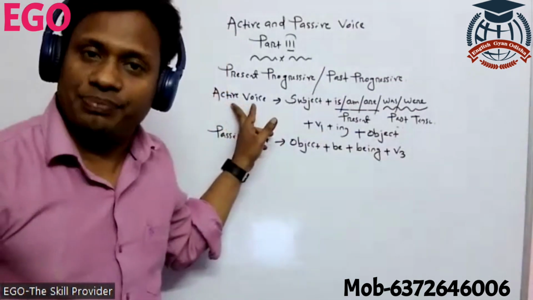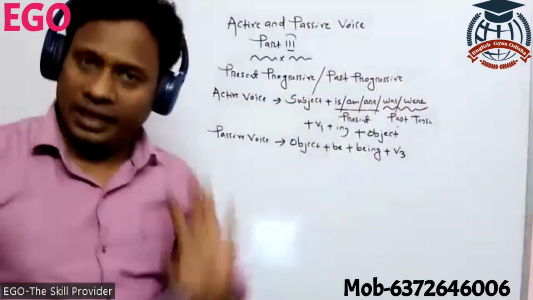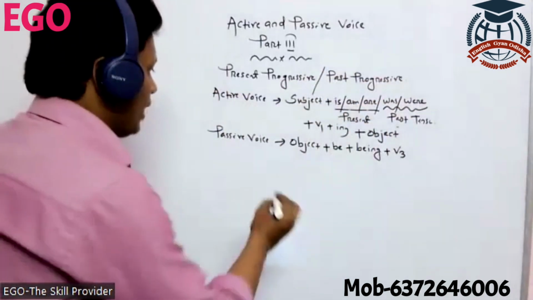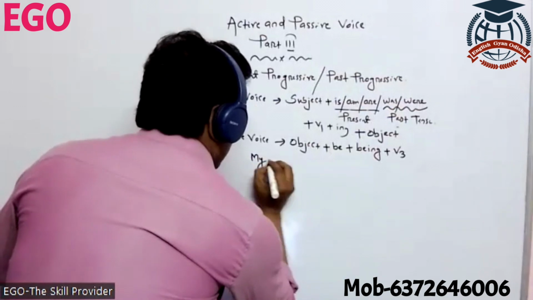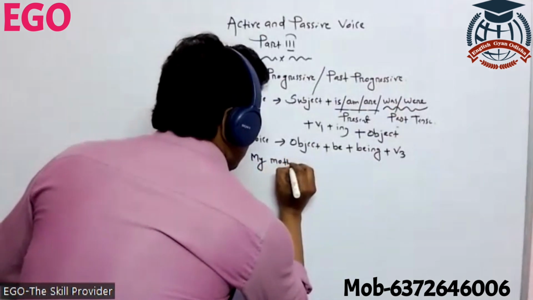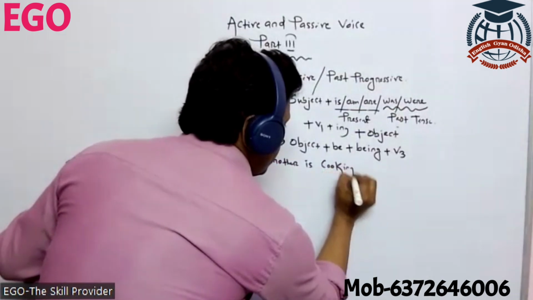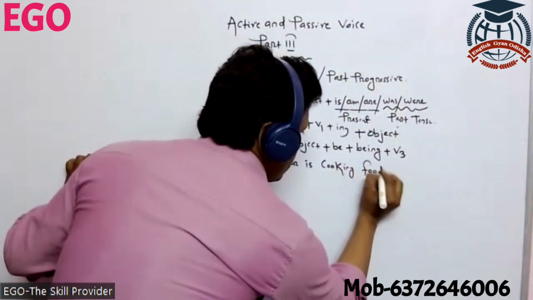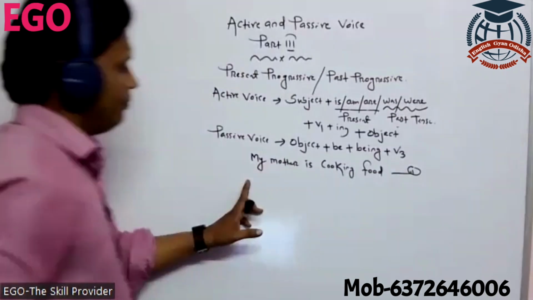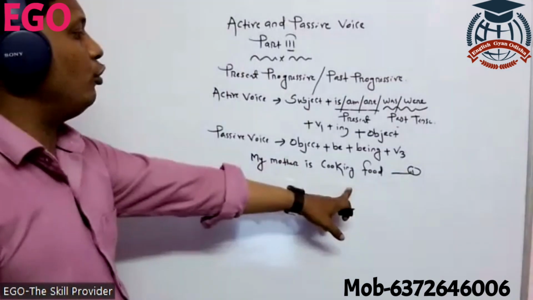Like, somebody is cooking. Okay, like you can say my mother is cooking food. This is called active. My mom is cooking food.